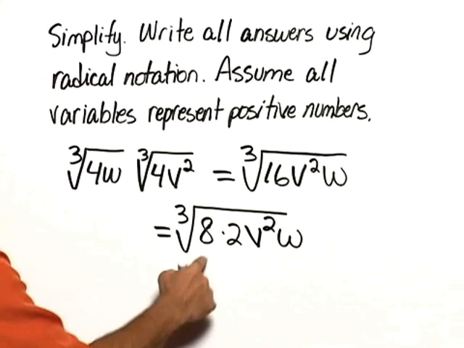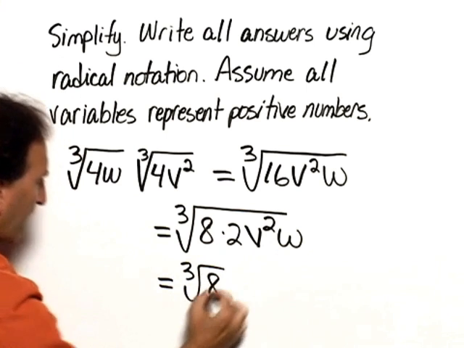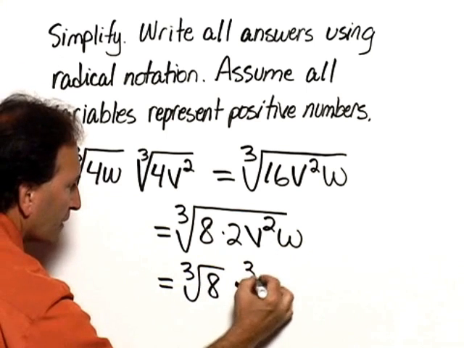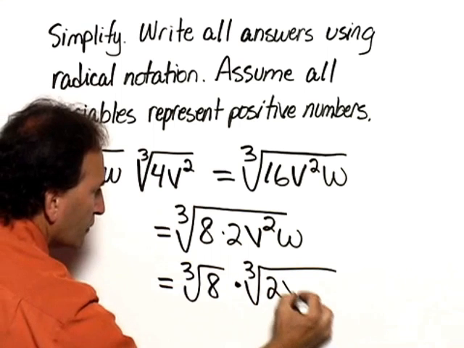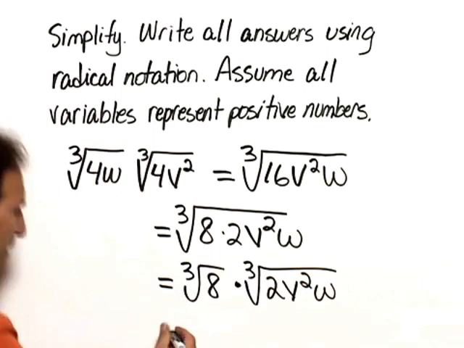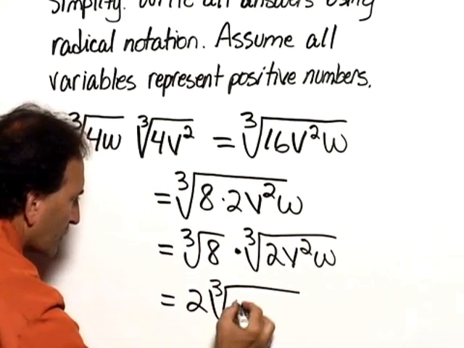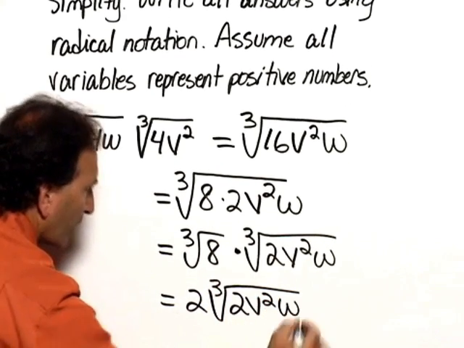And now we can say that this is equal to the cube root of 8 times the cube root of 2v squared w. And now the cube root of 8 is 2, so our final answer would be 2 times the cube root of 2v squared w.